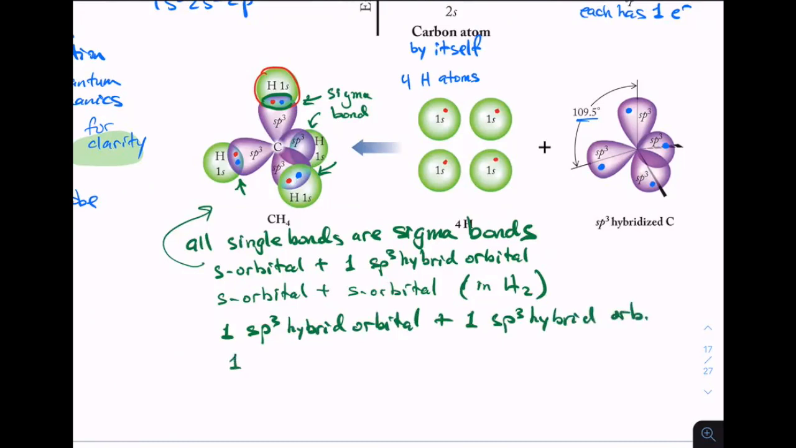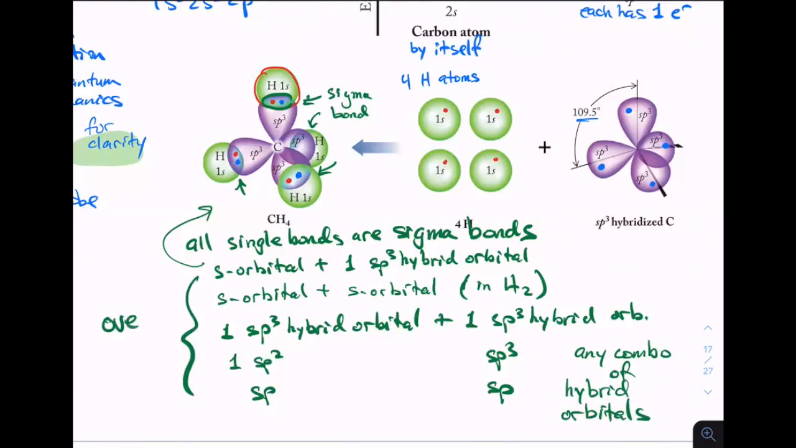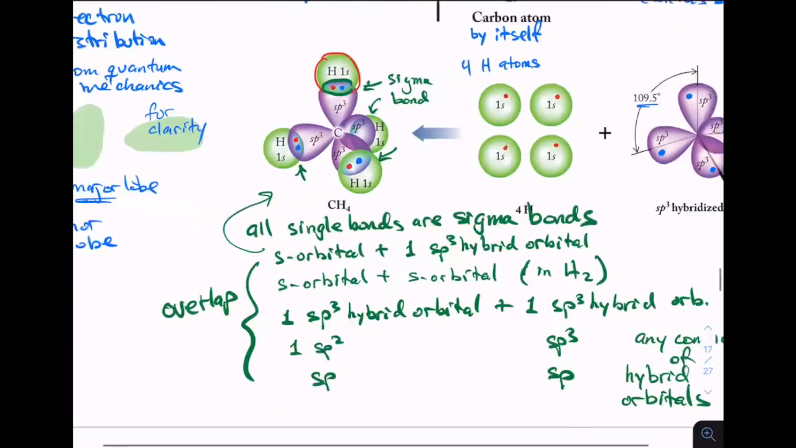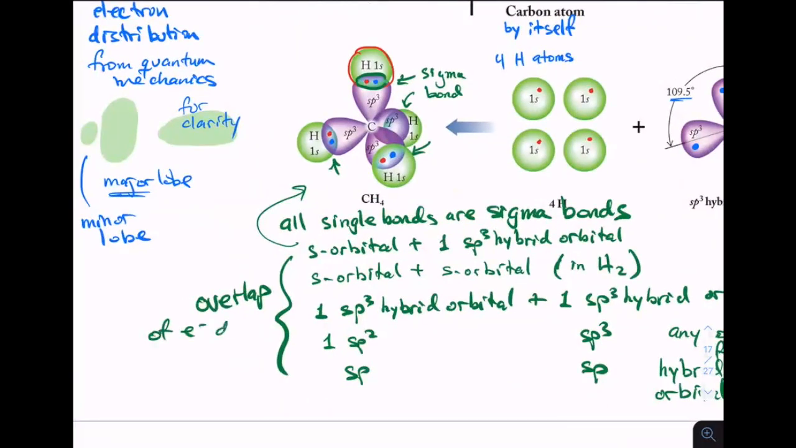Or it could be one sp2. We haven't talked about sp2 yet. I just introduced them to you. And one sp3. Or we can have an sp and an sp, any combination. Any combo of hybrid orbitals. And it's specifically the overlap of the electron densities that forms the sigma bond.